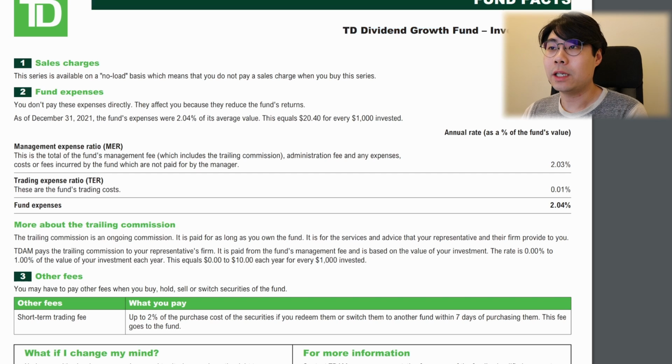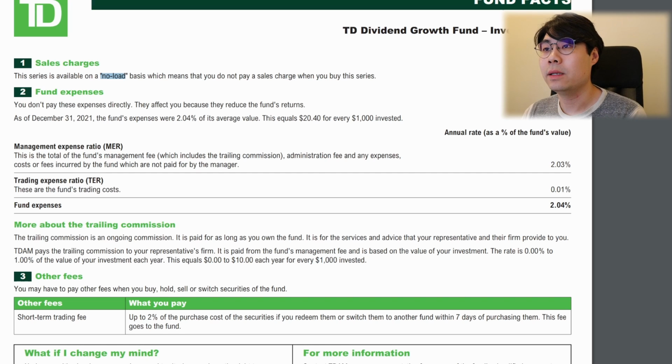We talk about sales charge. Again, it is called load. So in this case, when they say it is no load, it means that there is no sales charge that you have to pay to get into the series. In fact, all three of them that I found do not have any sales charge, which is great.